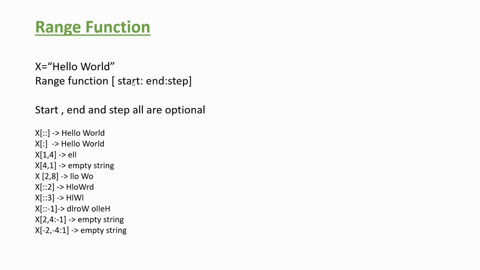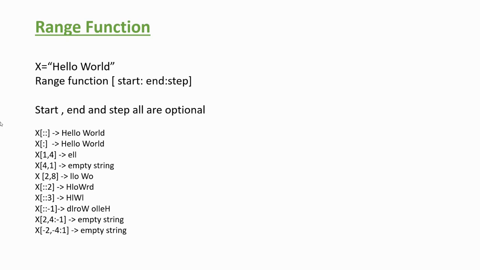We can provide three inputs: this is my start index from the string, this is my end index, and then we can provide the step. We will learn about the step in the next few minutes. Also remember one thing, all of these arguments are optional. It is not necessary to provide any of them, or we can provide just one or two out of three. If I don't provide start, end or step value, and I just say x[::], then I will get the output as "hello world". Similarly, if I say x[:], again I will get "hello world".